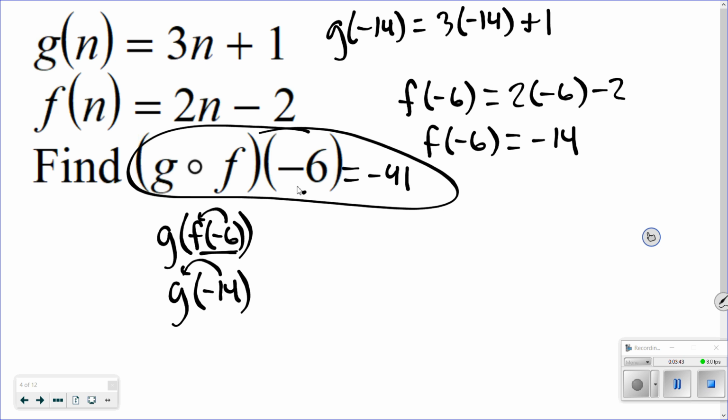What we really did there, let's back up and get a big picture here. We started by plugging -6 into f and finding my answer. It came out to be -14. And then I take my answer and plug that into g. So I plug -14 into g and got my final solution. So -6 into my first function, get my answer. Whatever answer I get back out, I have to take that answer and plug it into the outside function. Let's try another one.